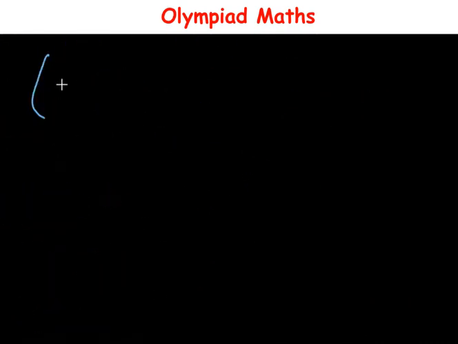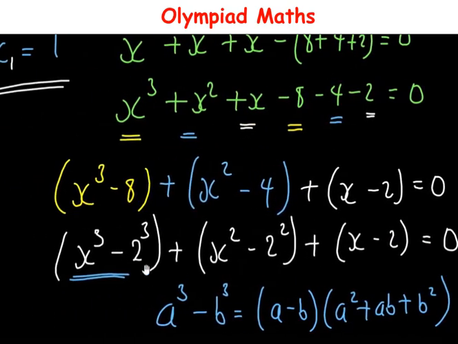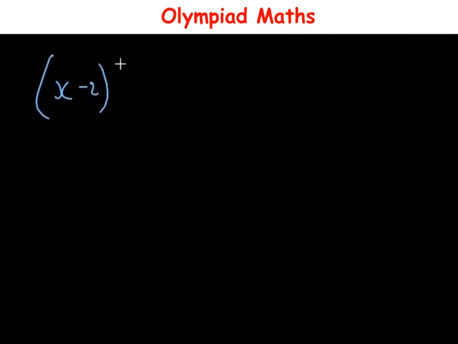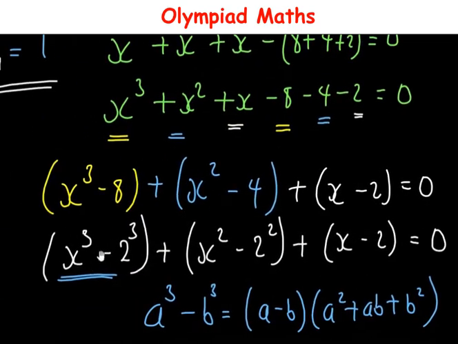We have in brackets x minus 2. Then from here, a squared, a is x, so this becomes in brackets x squared plus 2x plus b is 2, so 2 squared. Okay, then we also have this, so we have simplified this. Then we have x squared minus 2 squared. So this right here is simply a difference of two squares.